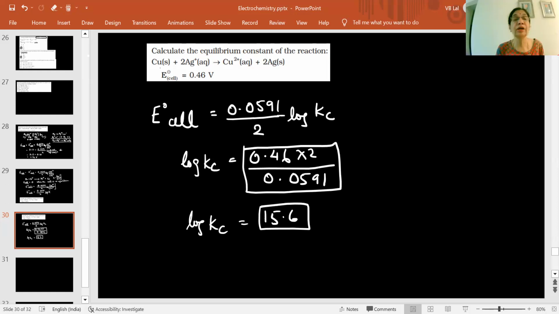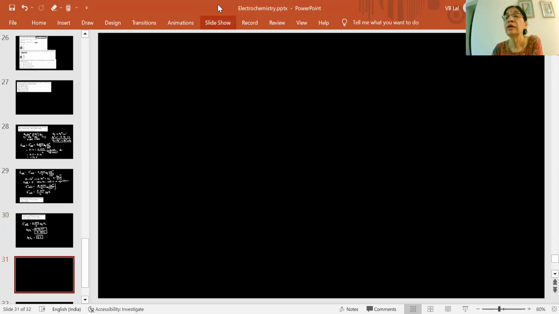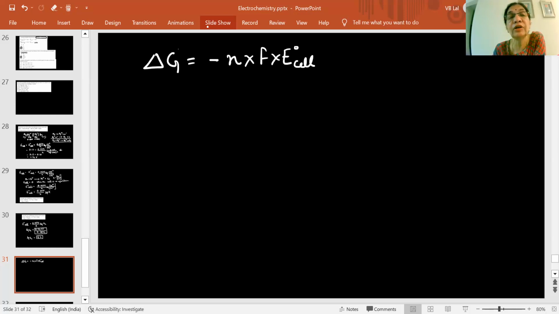Then another thing that we associate to this, which is asked sometimes, is the Gibbs free energy of the cell. So delta G of a cell, the formula is minus N into F into E. The derivation of this formula I cannot tell you. If E0 cell of a standard is given, then you are calculating standard Gibbs free energy. If E cell only is given, then you calculate delta G is equal to minus N into F into E.